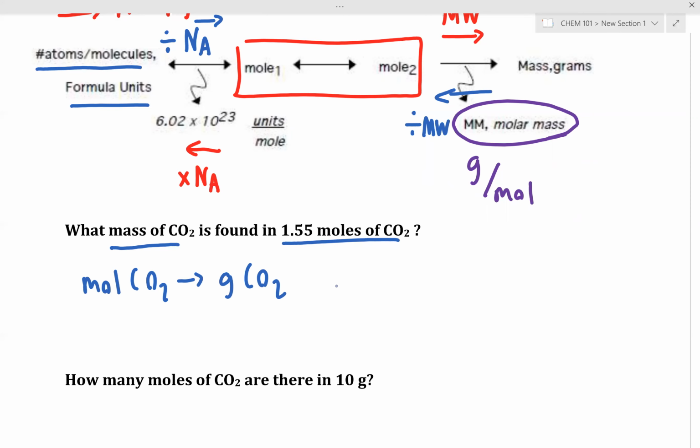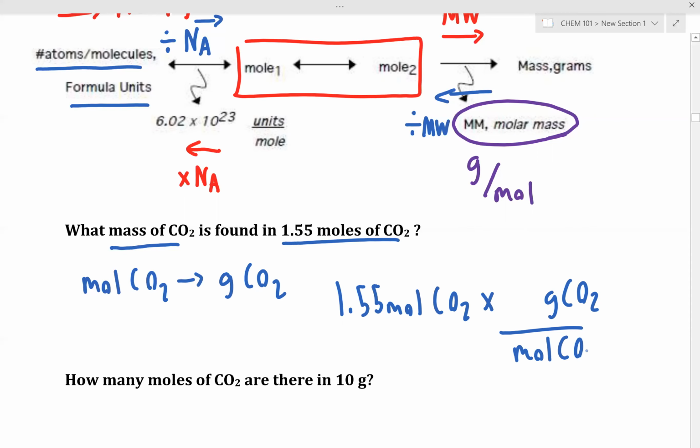Okay, so then starting off with 1.55 moles of CO2, what units do we need on top? Grams. So we need something of the form grams of CO2. And then in order to cancel out these moles, what units do we need on the bottom? Moles. Okay. So we need something of the form grams of CO2 per mole of CO2. And that just happens to match our molecular weight.